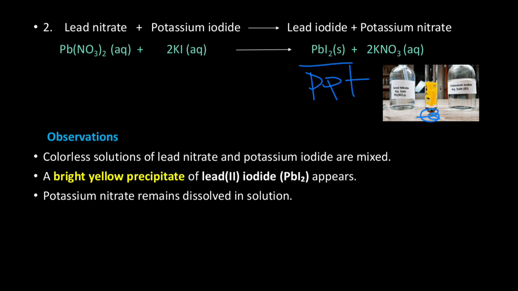So what are the observations? Colorless solution of lead nitrate. Potassium iodide is also colorless. When they are mixed together, you're going to get a bright yellow ppt, which is your lead iodide. And potassium nitrate remains dissolved in solution. So this is the reaction. Lead nitrate reacting with potassium iodide will give you lead iodide plus potassium nitrate, and this lead iodide is your ppt. Okay, let's move on to the next equation.